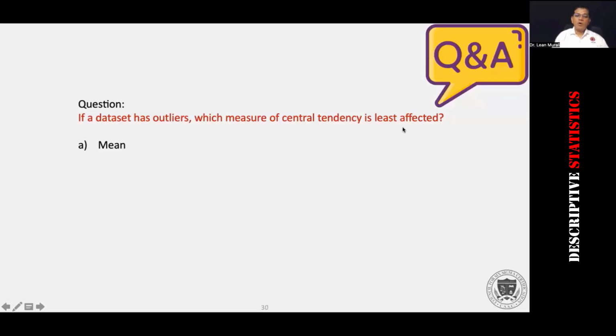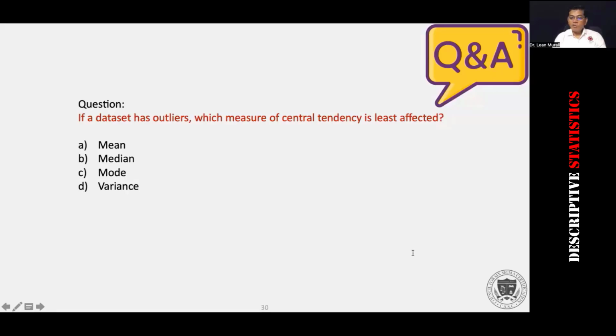So if the data set has outliers, which measure of central tendency is least affected? You should understand this word, least. Which measure of central tendency is least affected? Let's see who gives good answers. Very good. People who typed median, it is the right answer.